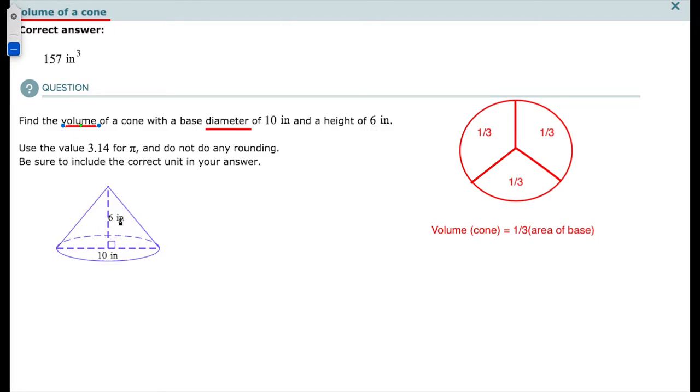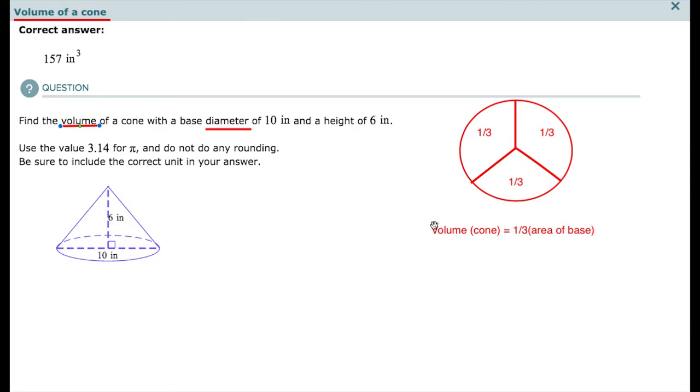You can see that right here. Use the value of 3.14 for pi, and we're not rounding. Okay, so I think that the reason that most people forget how to do volume of a cone is because they don't really understand where the formula comes from.